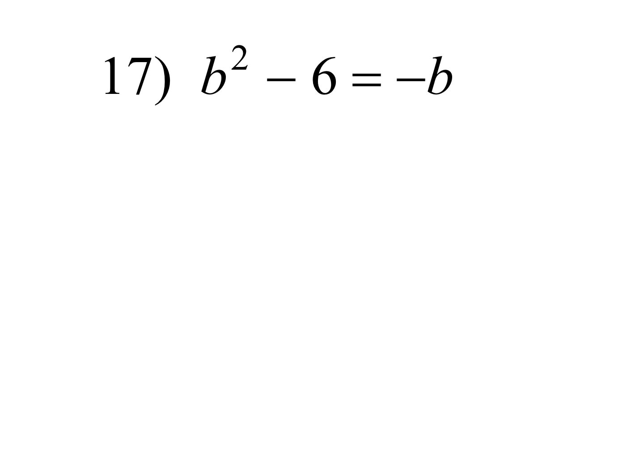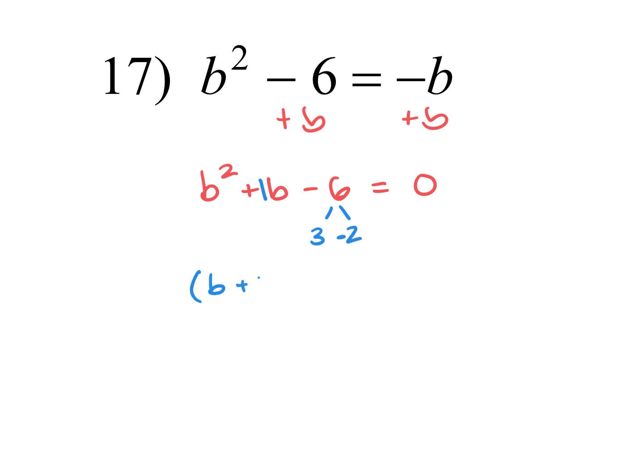Add 6 on both sides. Add b. So we have b squared. What comes next? Plus b minus 6. Bradley, what are 2 factors of negative 6 that add to 1? Negative 3. Which one's negative? Oh no, negative 2. So in my parentheses, I have b plus 3, b minus 2.